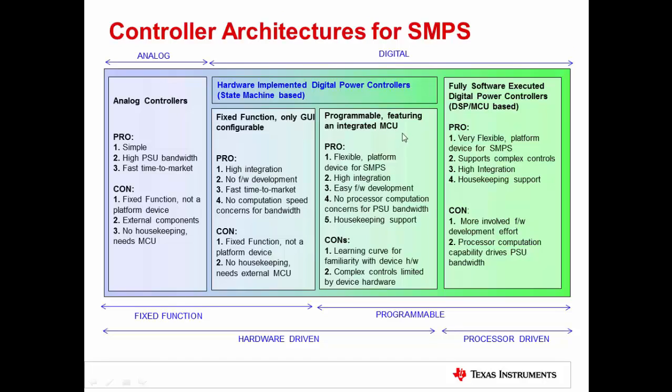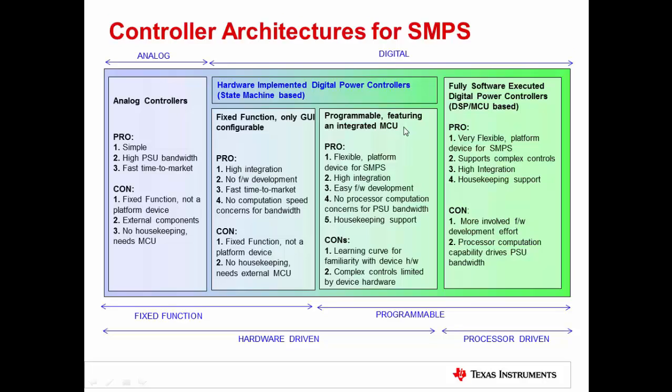And finally, we have the category of hardware state machine based devices which are fully programmable and also feature an integrated MCU. As we shall see soon, these devices are architected with some specific hardware power peripherals that can be easily and quickly configured to implement different power supply topologies and architectures. As a result, they are flexible devices and they can be used as a platform solution. There is an element of firmware development in being able to use these devices, but as we will see soon, that primarily involves programming some register sets.